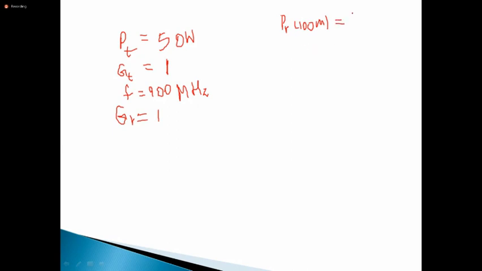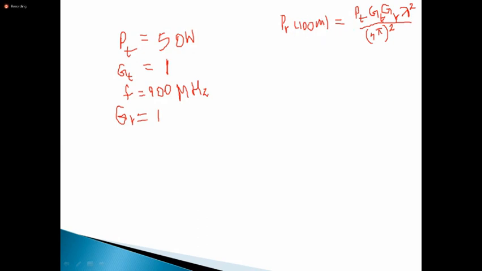PR at 100 meters, the equation is PT GT GR, right? PT is given as 50 watts. GT is given as 1. GR is also 1 because of the unity gain. PT, GT, GR, lambda square. So we need to find lambda. Frequency is given, right? PT, GT, GR, lambda square divided by 4 pi square D square. D is given.